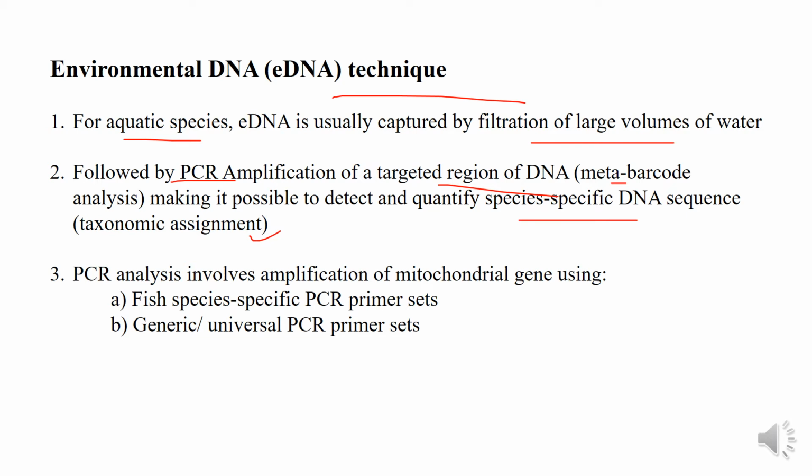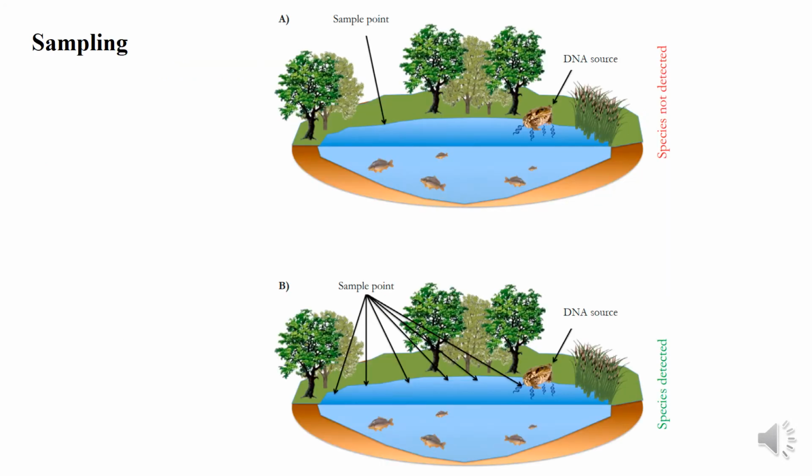As I have already said, species-specific DNA means each and every species has its unique DNA. Okay, and that PCR analysis is basically used for amplification of a mitochondrial gene, and it could use a species-specific DNA primer. So basically the primer is either a specific primer or a universal primer. It's already established and has the particular sequence of that particular species, and that primer can be used to identify the species. And now we'll see the sampling technique.